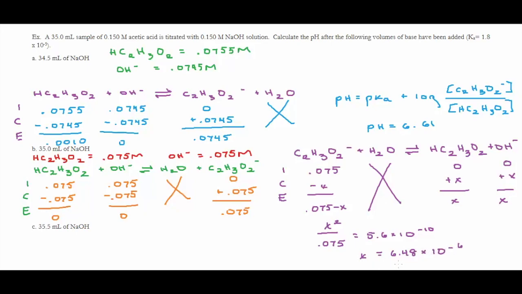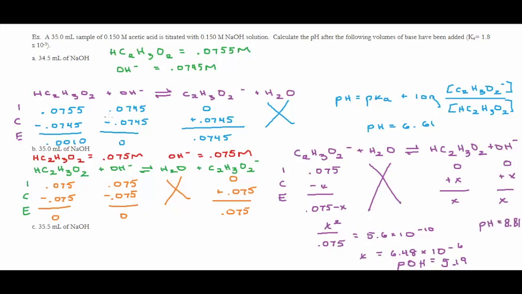And so when I solve for my pOH, by taking the negative log of my concentration of OH, what I end up getting is 5.19. Notice the question doesn't ask about pOH, it asks about pH, so 14 minus that value, and you get 8.81.